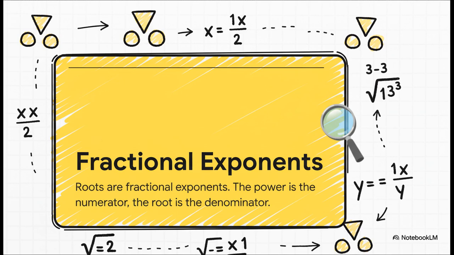And here it is. This is the key to the entire puzzle. Any root symbol. I don't care if it's a square root, a cube root, any root at all. It's just another way of writing a fraction as an exponent. The rule is always the same. The power, that's your numerator, the number on top. And the root, that's your denominator, the number on the bottom. Seriously, this one idea is going to unlock the whole thing for us.